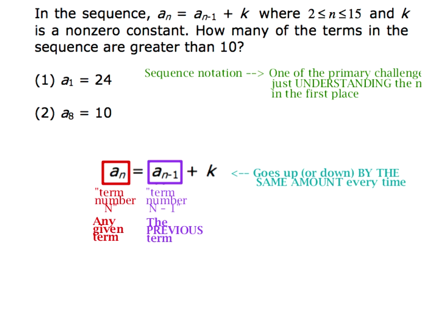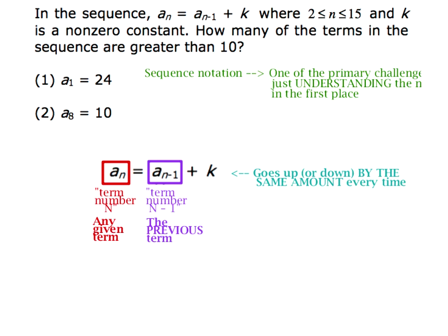The question, by the way, is how many terms in the sequence are greater than 10. The other thing that is a very big deal in data sufficiency is the ability to focus on the questions. Hold on a moment, please.